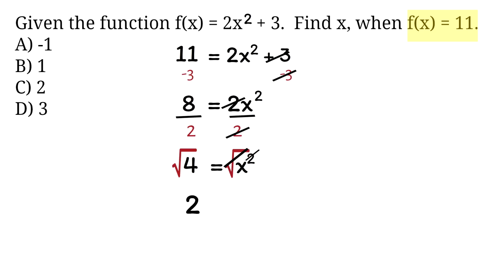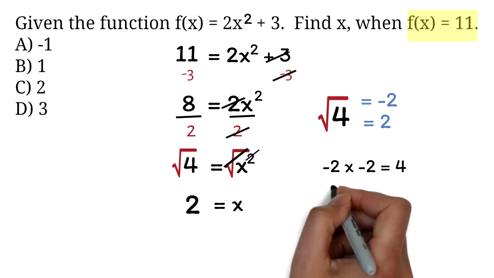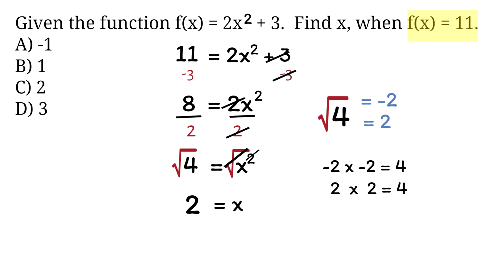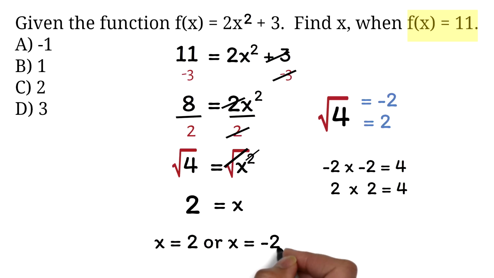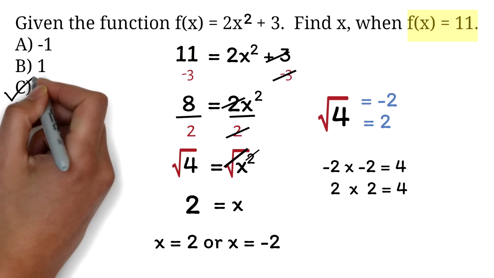In a lower level math class, you can say that x equals 2 and you are done. In actual sense, square root of 4 can be negative 2 or 2. This is because negative 2 times negative 2 is 4. Also, 2 times 2 is 4. So x equals 2 or x equals negative 2 are possible answers. The correct answer is therefore C.